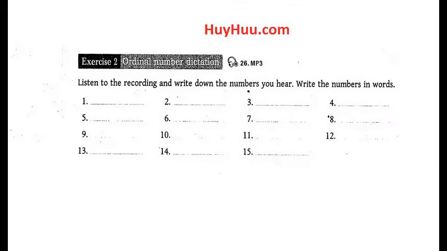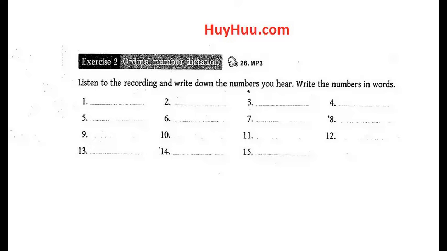Exercise 2. Ordinal number dictation. Listen to the recording and write down the numbers you hear. Write the numbers in words. Number 1, fourth. Number 2, first. Number 3, fifth. Number 4, third. Number 5, ninth. Number 6, seventh.